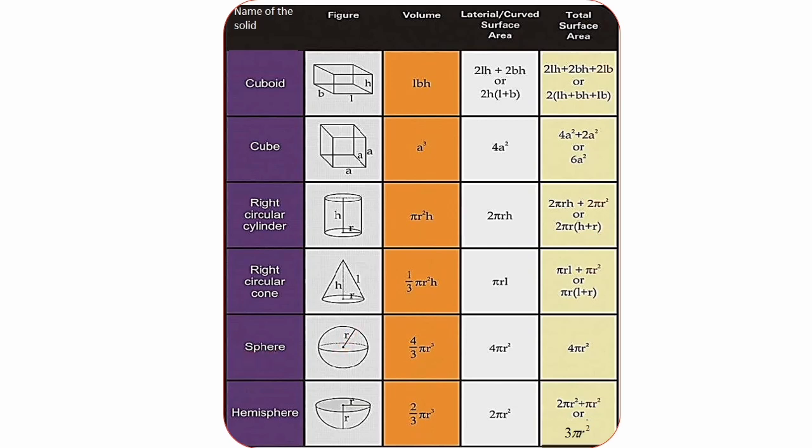Next shape is sphere where the radius is represented by the letter R. Then the volume is given by the formula 4 by 3 into pi r cube. Curved surface area is 4 pi r square and the total surface area also has the same formula, 4 pi r square. Next shape is hemisphere. Like the previous one, sphere, here also radius is represented by the letter R. Then the volume is 2 by 3 pi r cube and the curved surface area is 2 pi r square and the total surface area is 3 pi r square.